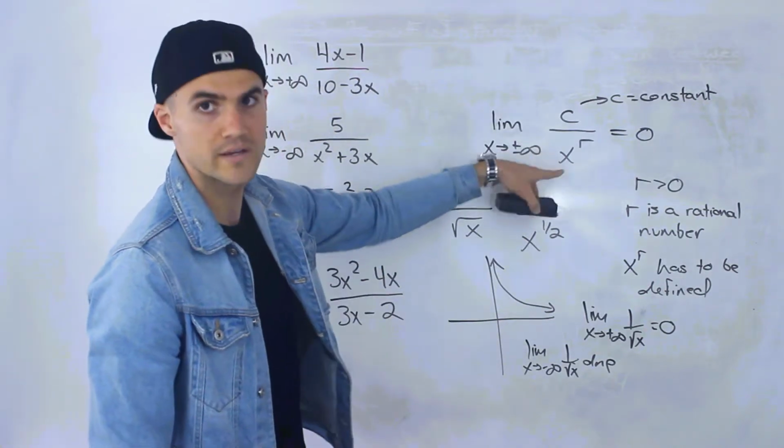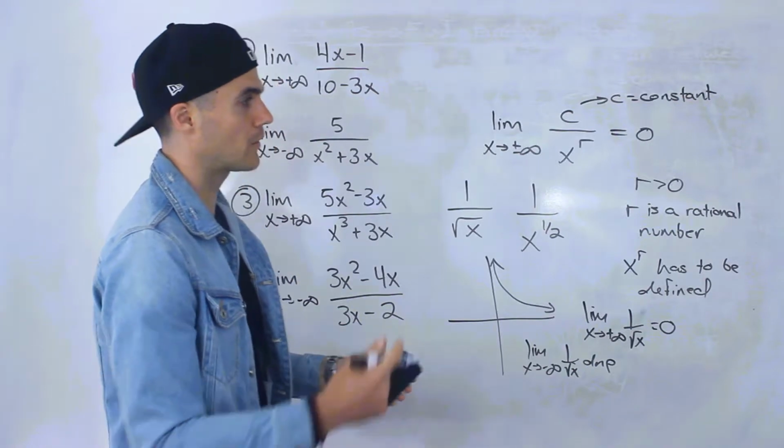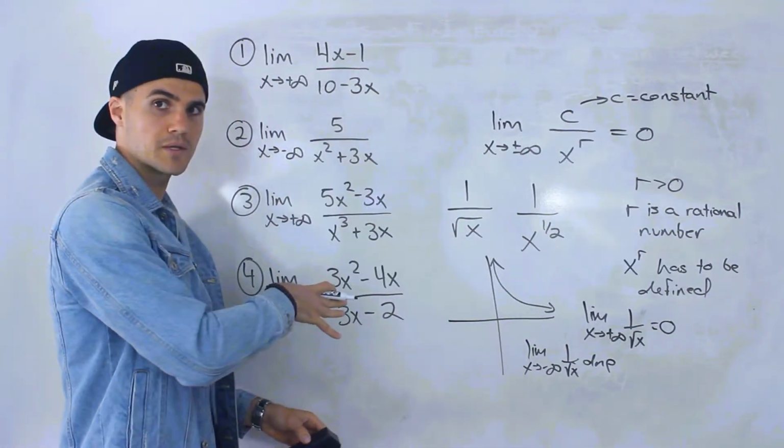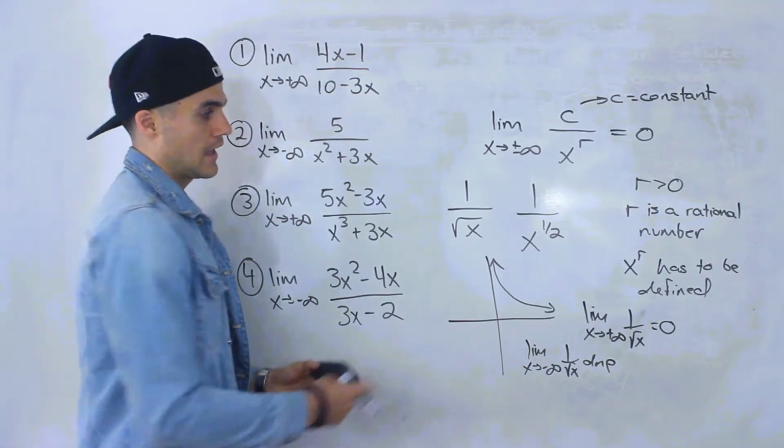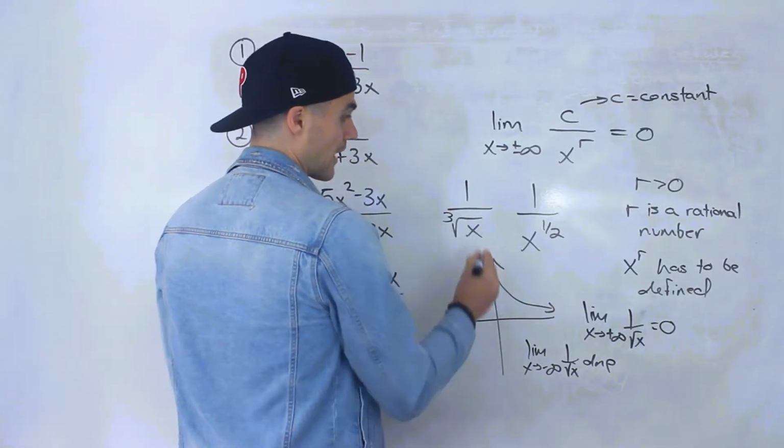So this is not always going to equal 0, but for the most part, when we're going to be using it to solve limits, it's usually going to equal 0. So you don't have to worry about this too much. And then you could have like maybe the third root of x.